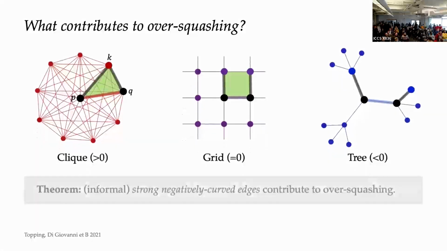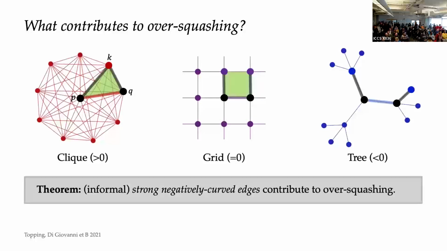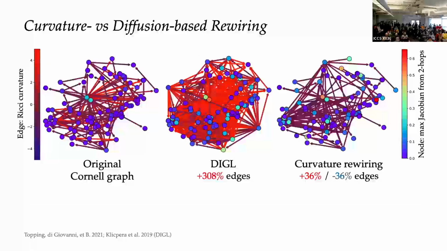And the main result in the paper is that we can attribute oversquashing to the presence of strongly negatively curved edges. And once we know it, we can do something similar to Ricci flow, so we can evolve the connectivity of the graph by removing the edges with strong negative curvature and replacing them with edges of high curvature. And we show that it allows us, without touching the graph significantly, to improve the performance of graph neural networks, both in homophilic and heterophilic settings.